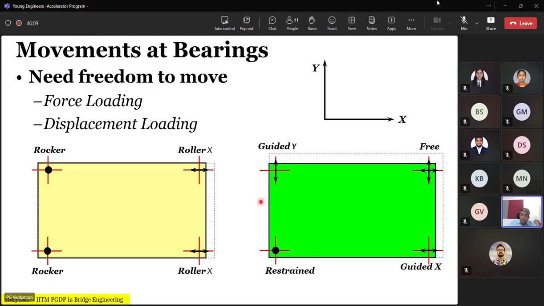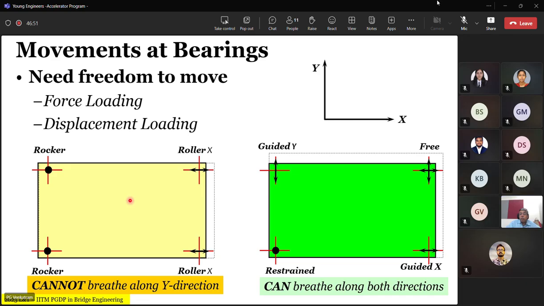But if on the other hand we go to a more modern bearing arrangement, where we have a fully restrained bearing here, a transversely guided bearing here, a longitudinally guided bearing here, and a fully free bearing here, what does this do? It allows displacement both in the transverse and in the longitudinal direction. So this offers a greater choice of freedom. When it offers greater freedom, it means it has less restraint. This has freedom in the longitudinal direction but restraint in the transverse direction, right? So it cannot breathe along the y-axis, and this can breathe along both x and y direction.